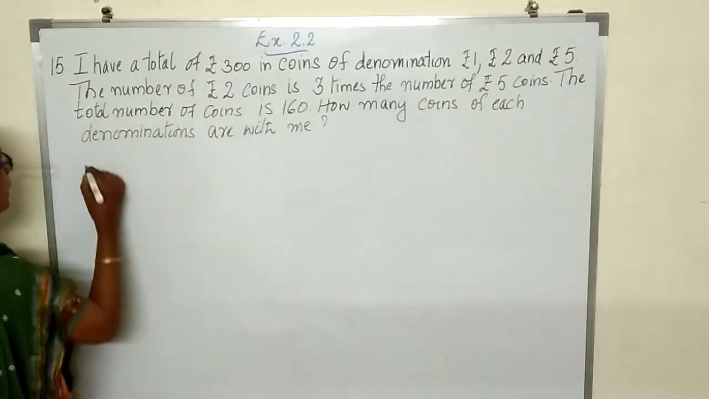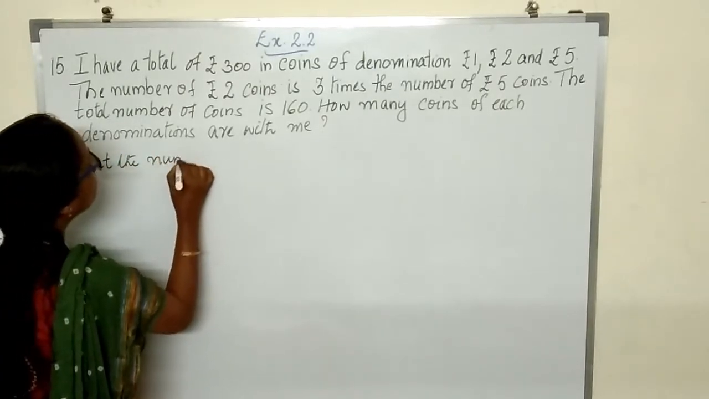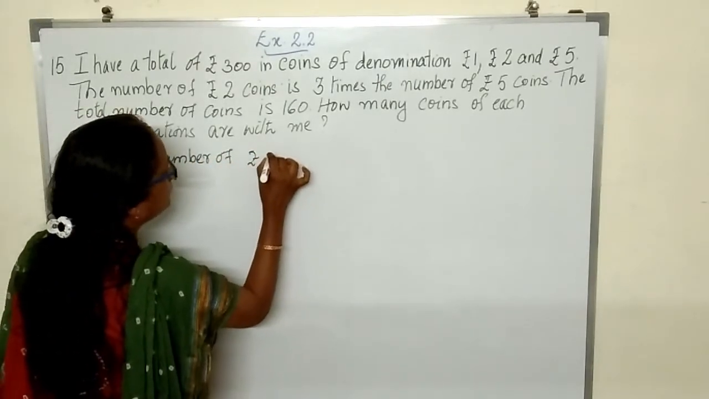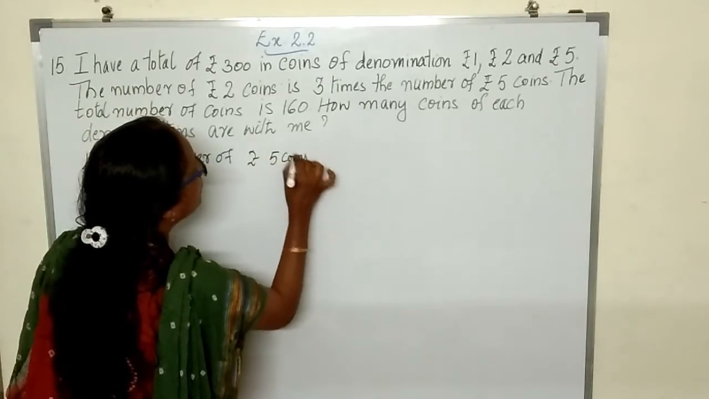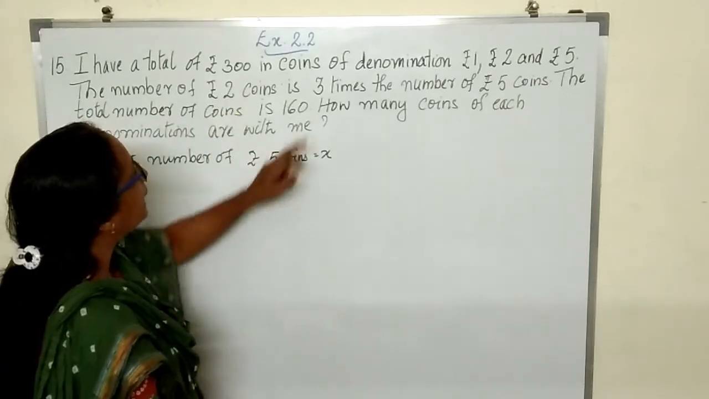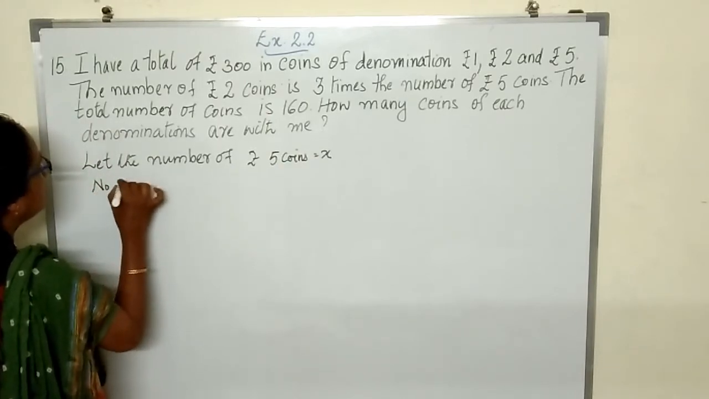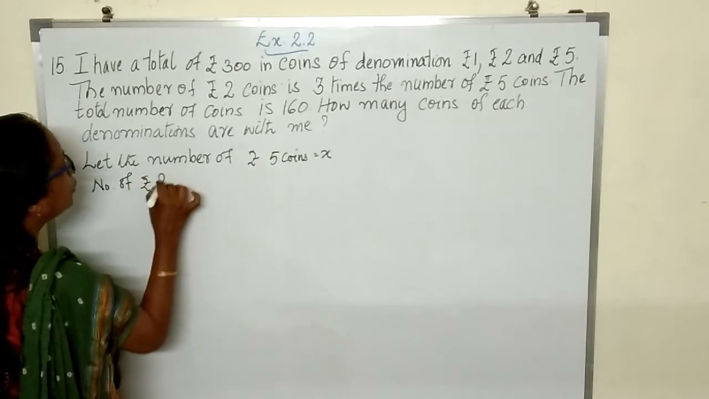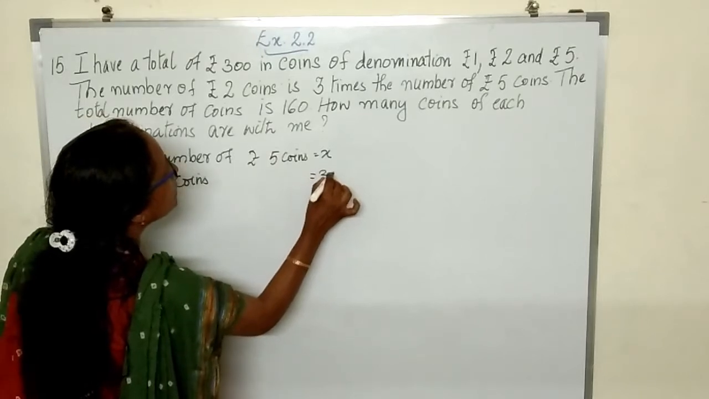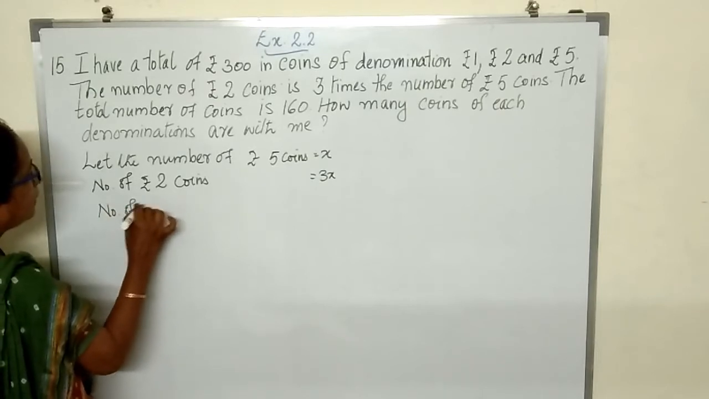So let the number of rupees 5 coins be equal to x. Now, how many coins of 2 rupees will be there? 3 times. That is, number of rupees 2 coins will be equal to 3x. Okay. Number of 1 rupee coins is equal to, we have to find out.